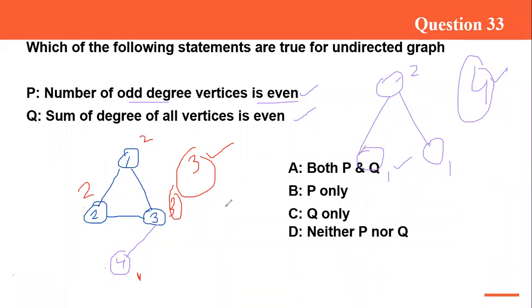You can try with any example. It's not possible otherwise. Both statements are correct for any kind of graph you take. And find the sum also. What is the sum? 2 plus 2, 4. 4 plus 3 plus 1. Why is it not even? Even number of vertices, degree is odd. Why will it be even?